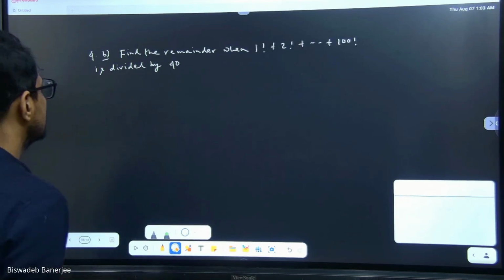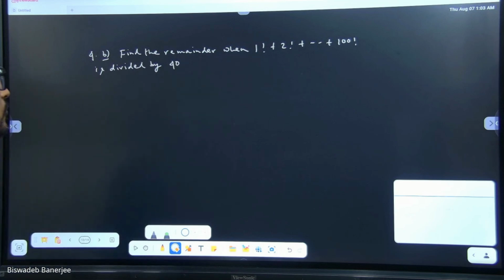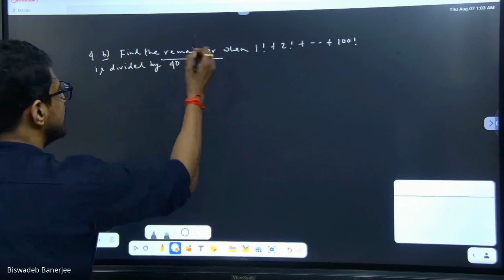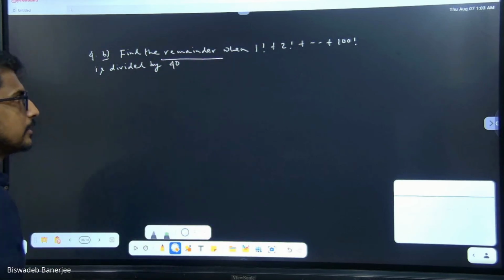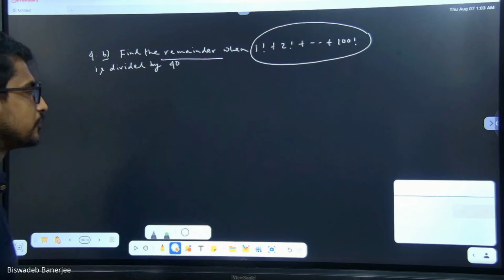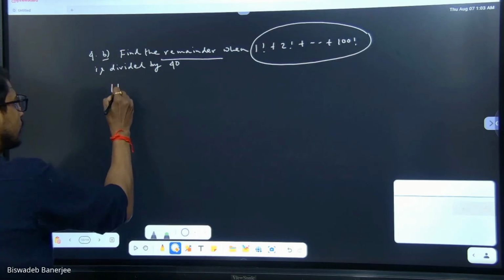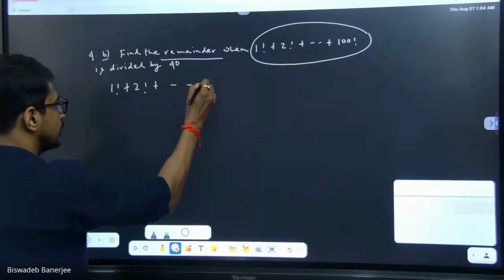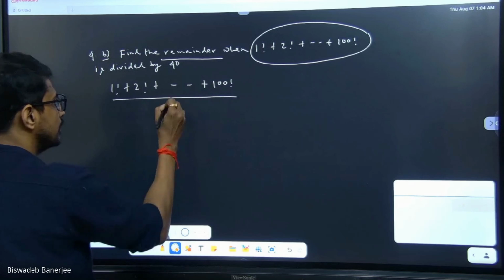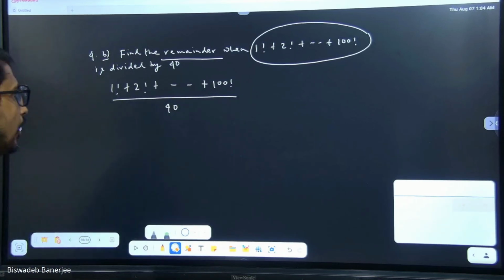Okay. So my next question is: find the remainder when 1 factorial plus 2 factorial plus ... plus 100 factorial is divided by 40. See that the question is you have to find out the remainder. Basically the thing is 1 factorial plus 2 factorial dot dot dot 100 factorial. You have to divide this by 40 and find out the remainder. There is the question, right? Now how can we solve this question?